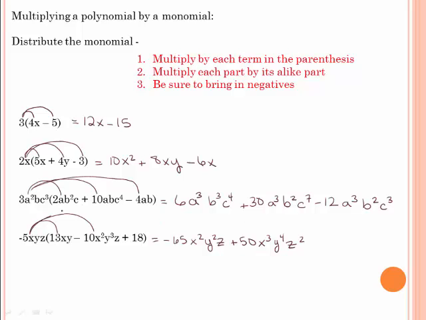and then negative 5 times 18 will give me negative 90. And then since there are no variables on the 18, I just copy the same variables on the monomial from the outside, x, y, and z.